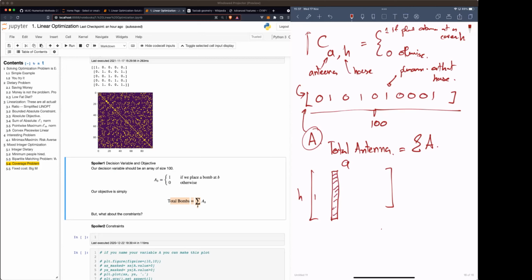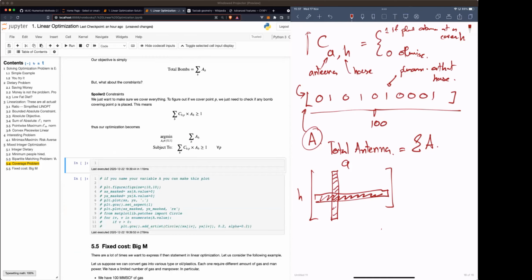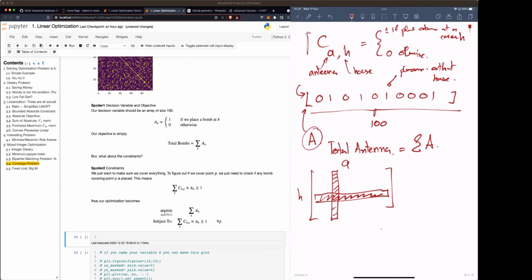So that means I can also count, given a house, how many antennas actually cover me. So this means that your constraint, you can write like this. This thing is actually a matrix multiplication. If you look at this, the sum of CAH multiplied by CA. So this thing is going to be 1 if both of them are 1.